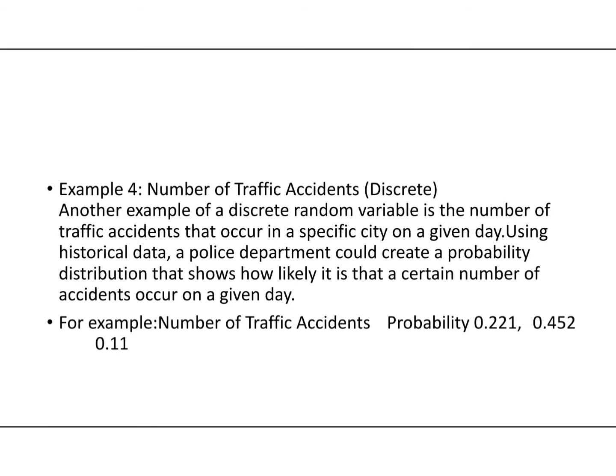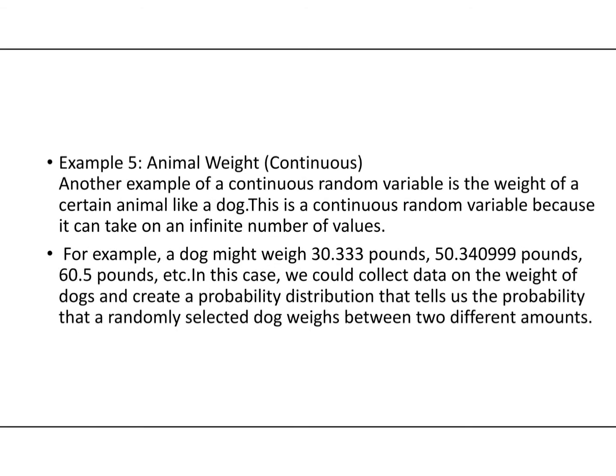For example, for the number of traffic accidents the probabilities are 0.221, 0.452, and 0.11, etc. Example number 5. Animal weight. This is a continuous type random variable.